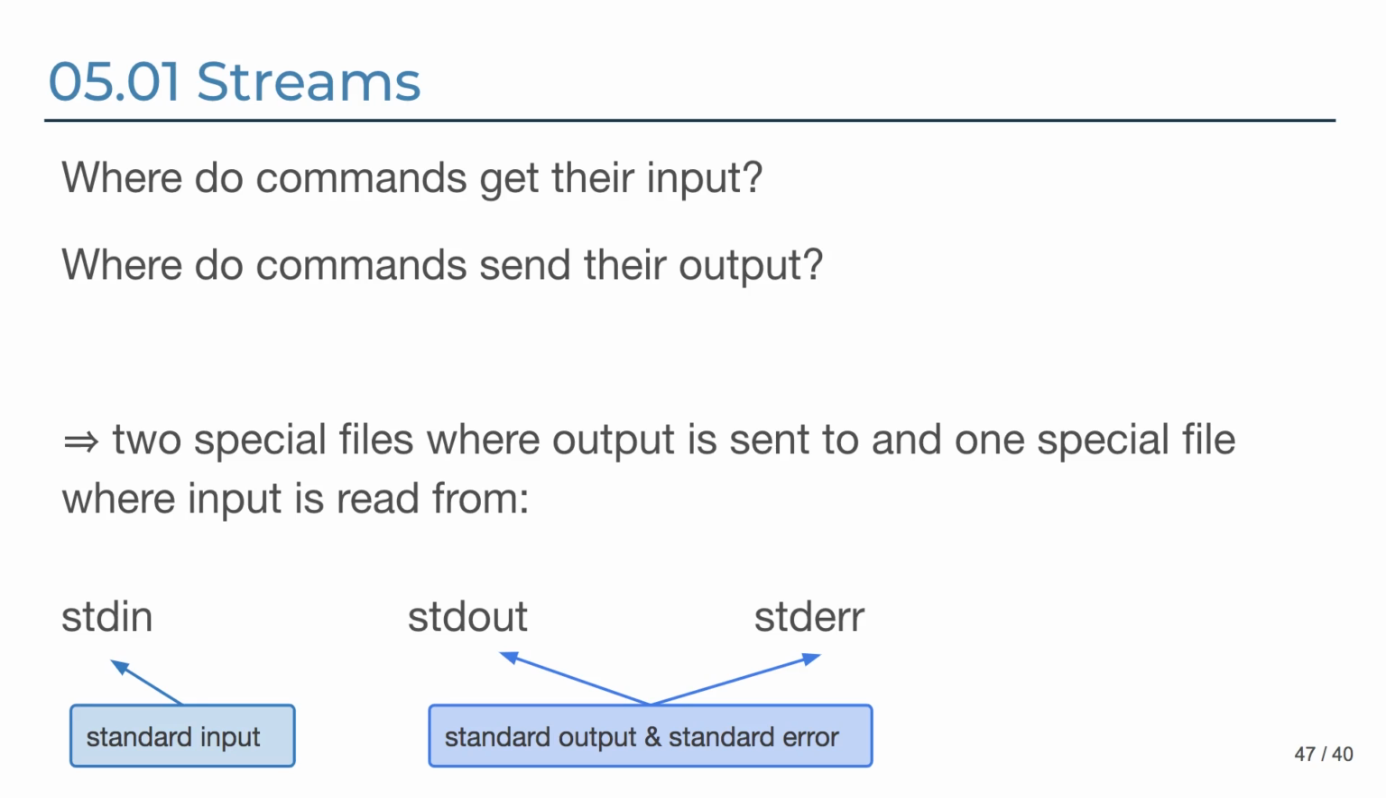Let's talk about streams. The first two questions that need to be clarified: what actually is happening when we execute a command, where do they get their input from, and where do they send their output? In Unix, there are basically 3 special files to do that. We have the standard input file, and we have 2 output files, which are standard output and standard error. Meaning we read input from standard input, and then send output to standard out. And if we have any errors, for example permission denied, we send these to standard error.